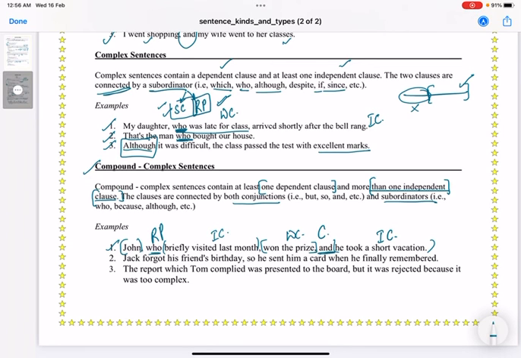So Jack forgot his friend's birthday, so he sent him a card when he finally remembered. Now so is the conjunction over here. And last one we have, the report which Tom compiled was presented to the board, but it was rejected because it was too complex. So that's what we have done in compound complex sentences today.